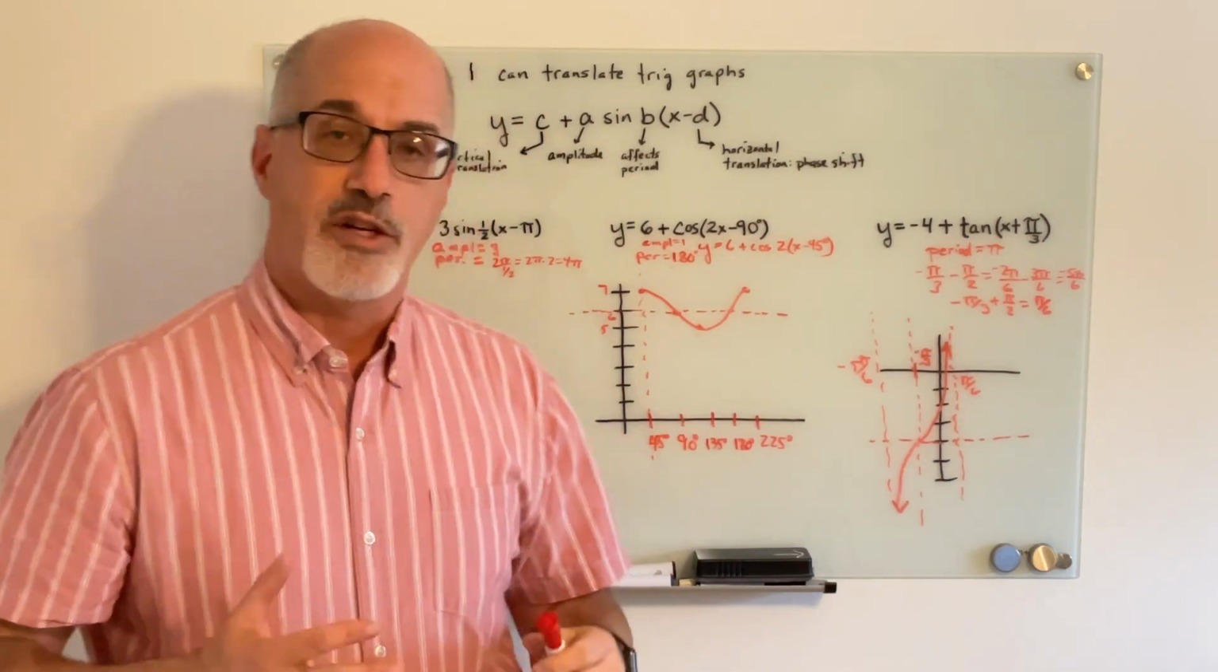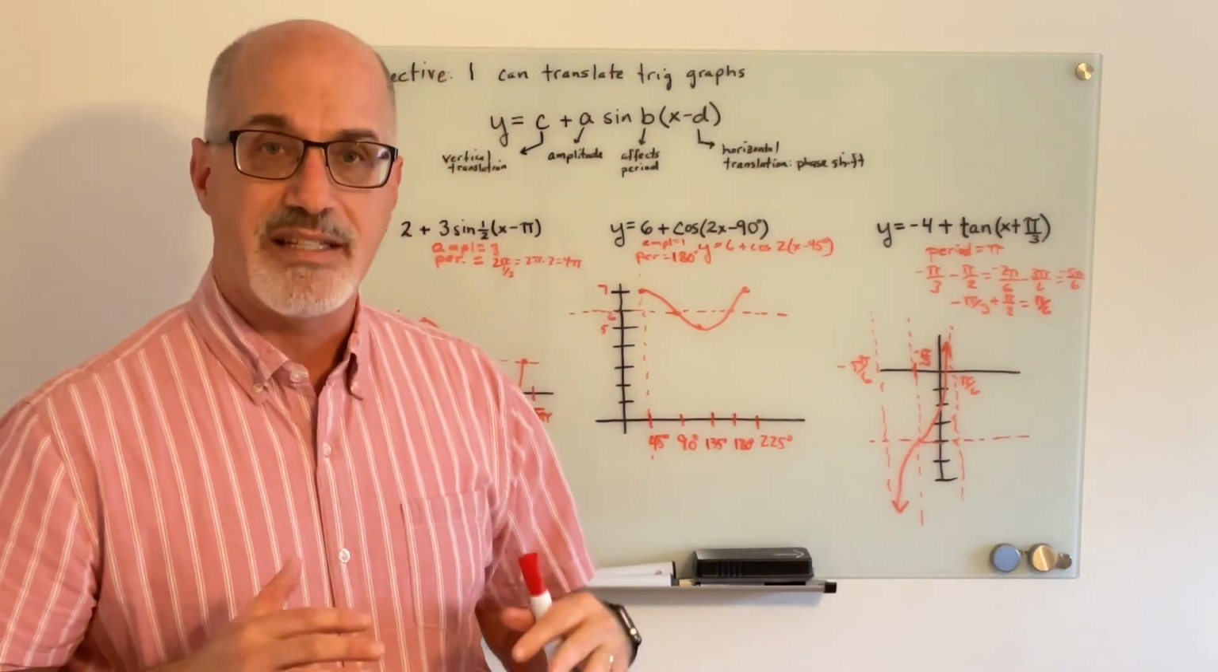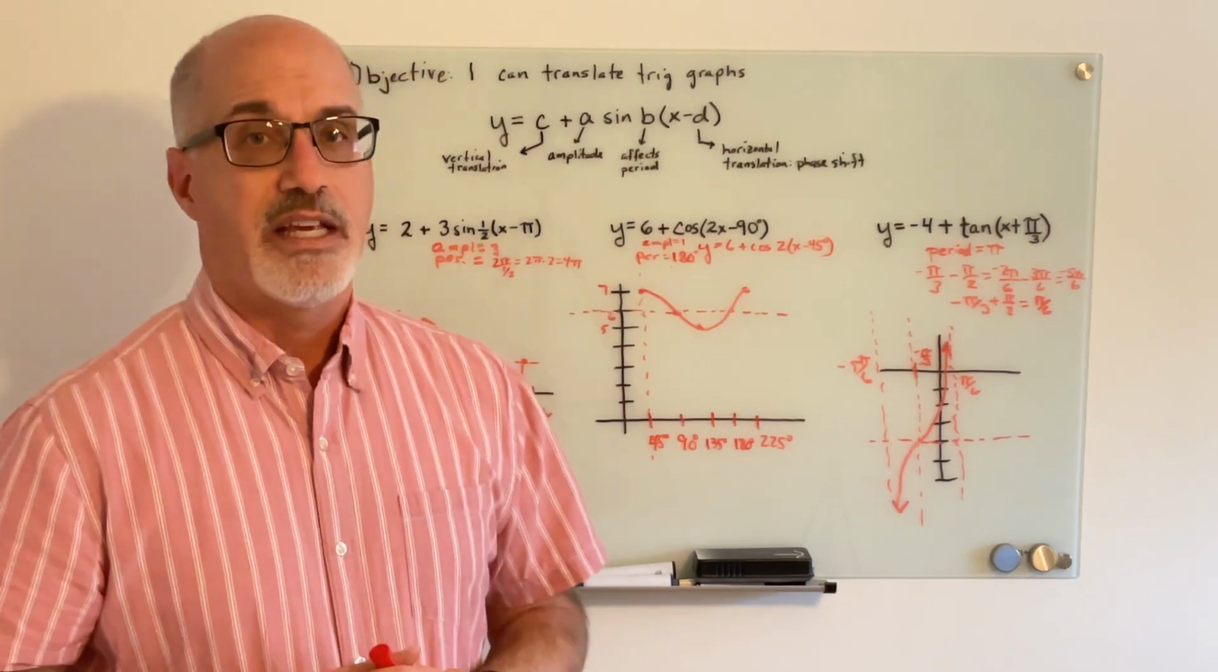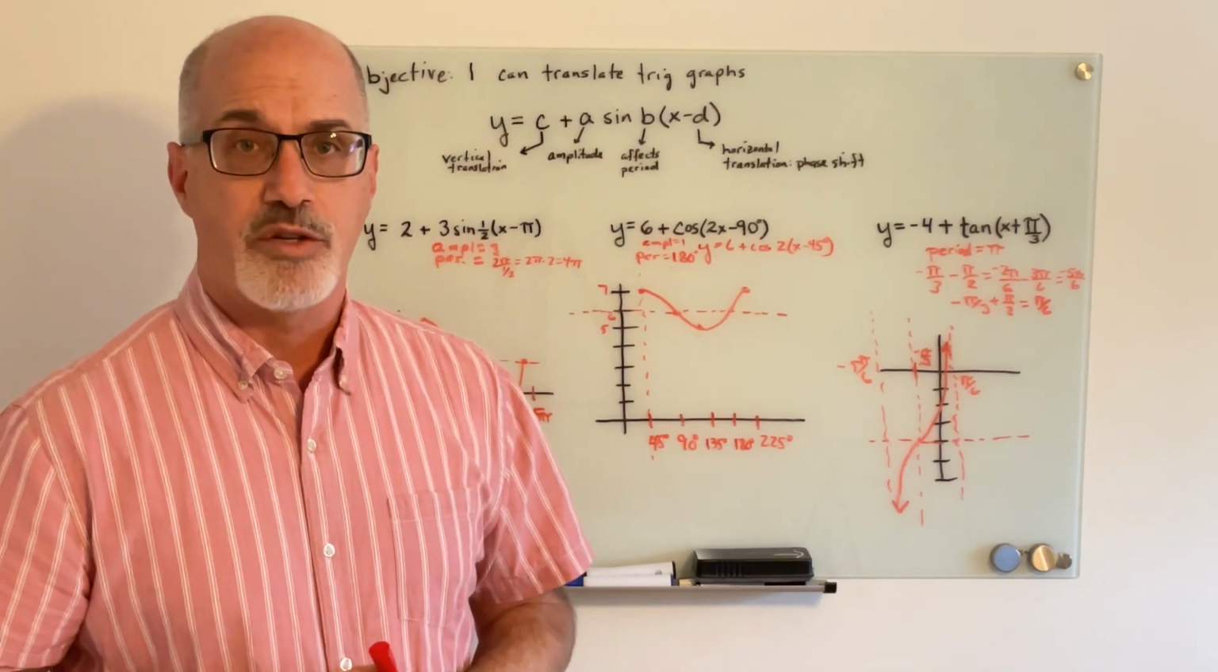Once you translate the graph, then use those new axes, the new midline and the new axis, in order to find your key points and draw your graph.